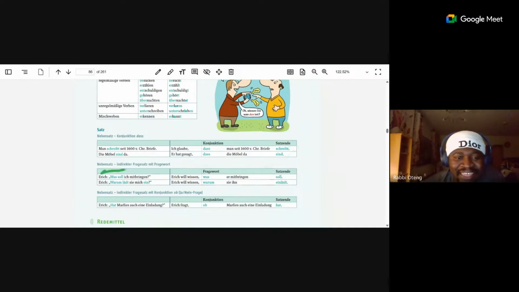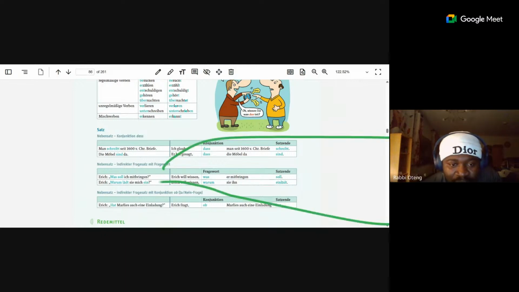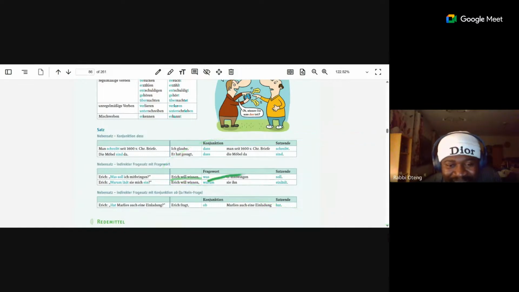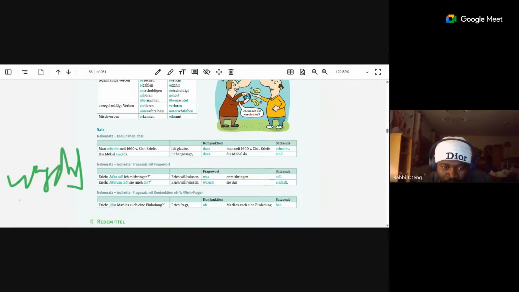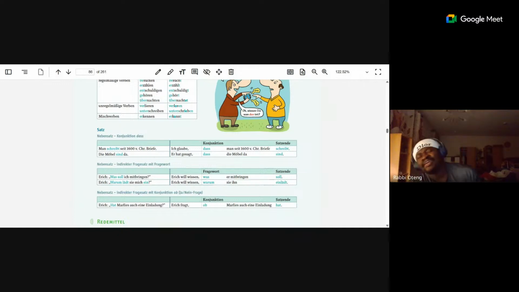The Nebensatz with indirekte Fragesätze with W-questions, okay? Was soll ich mitbringen? Warum lädt sie mich ein? So when you make it indirect: Erich will wissen, was er mitbringen soll. In a Nebensatz with W-questions, the verb always goes to the end of the sentence. But when you're just asking, was soll ich mitbringen, in the main clause, the soll follows the subject. When it's the Hauptsatz, was soll ich mitbringen? But when it's a Nebensatz, you have to push your verb to the end of the sentence: was ich mitbringen soll.